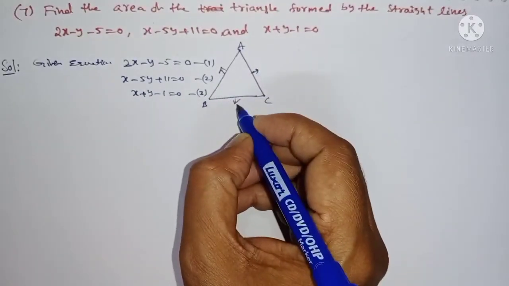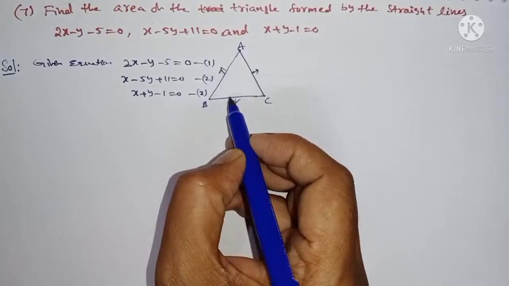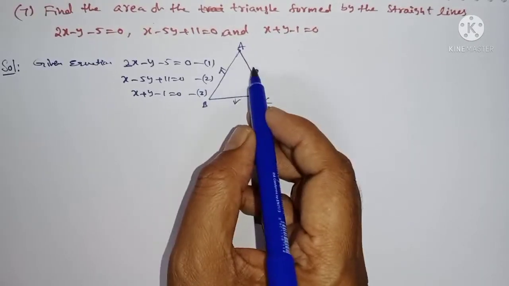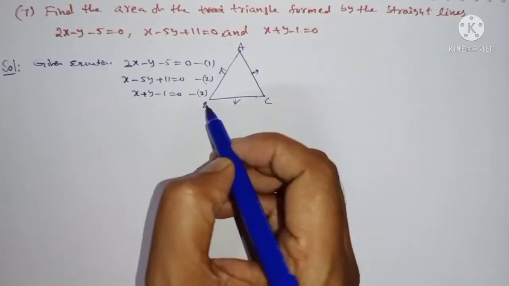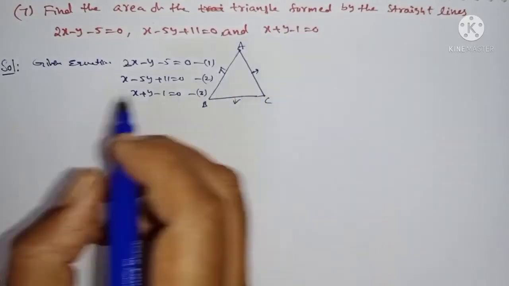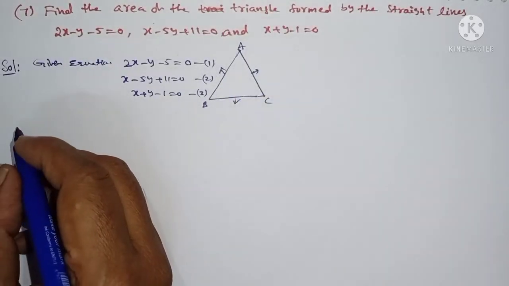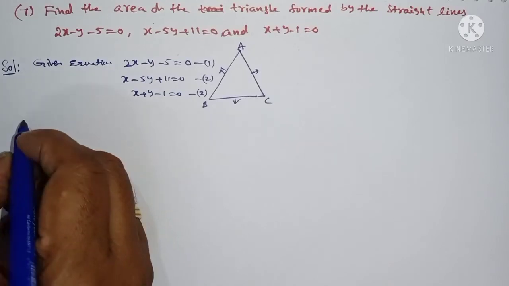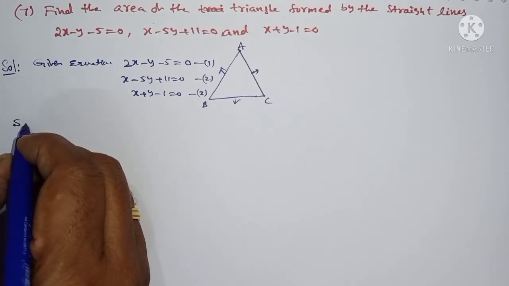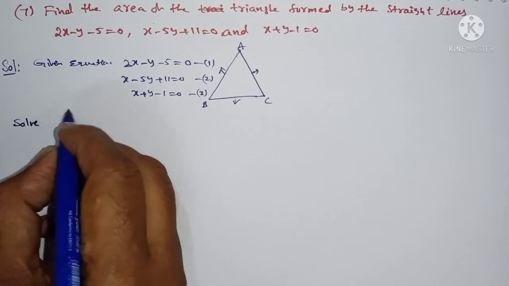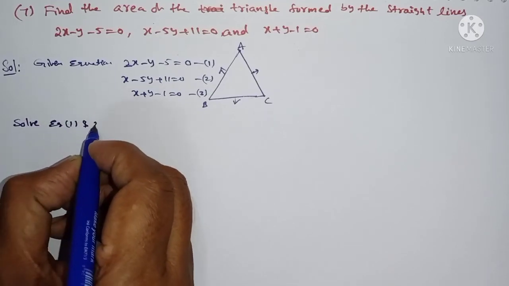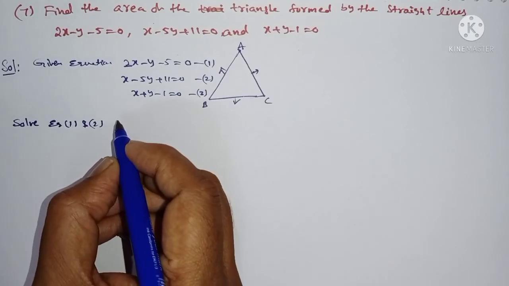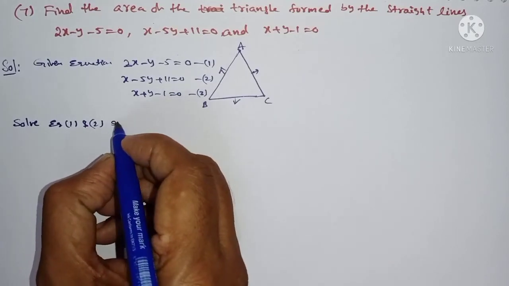These 3 equations are given. You can solve first 1 and 2 and you get A, then 2 and 3 you get B, and 1 and 3 you get C. That's why I am writing here: you can solve equations 1 and 2, or the intersection point.